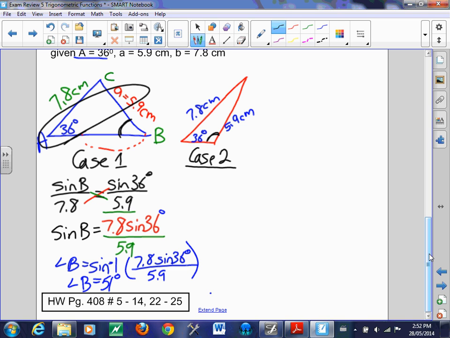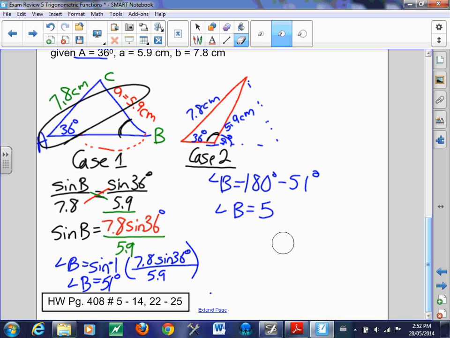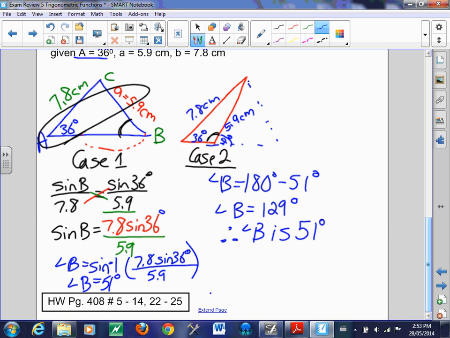I already know if I extend this, guys, because just think about it, this was my isosceles triangle here. That means this is also 51 degrees. So to do case 2, angle B equals 180 degrees subtract the angle I got for case 1, which is 51 degrees. So angle B equals 129 degrees. Finishing off, therefore, angle B is 51 degrees or 129 degrees.